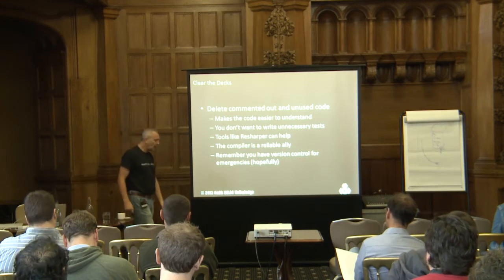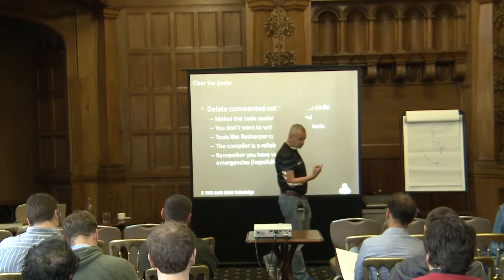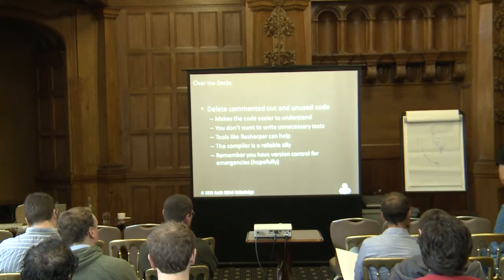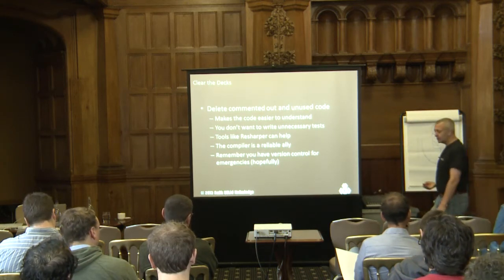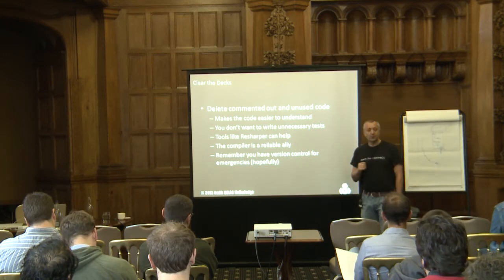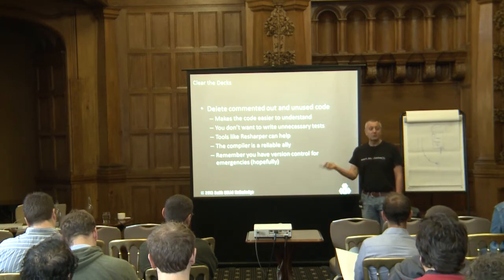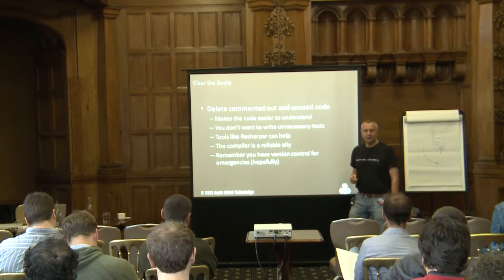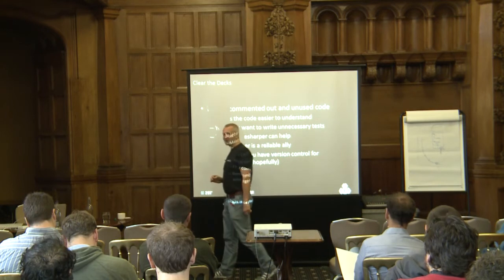So, go through the code, delete commented out code, delete unused methods, delete unused variables, because I hope you've all got a version control system. You can always bring it back if you think, oh, actually, that was really important, the bit I've just removed. Does anyone not run with a version control system?